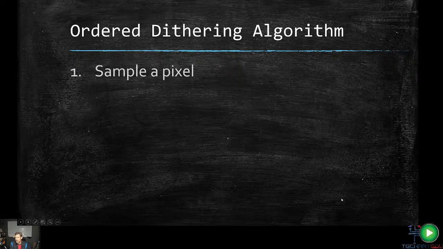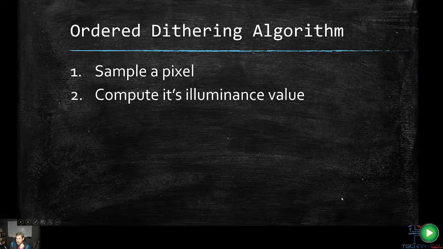All right, so this is the algorithm. We're going to first sample a pixel, and then we're going to compute its illuminance value. Remember what we did a few weeks ago when we multiplied our color values by that 3 vector, and that 3 vector turned it into a grayscale value? That is ultimately what we're going to do again. We're going to figure out the grayscale value of our pixel value.